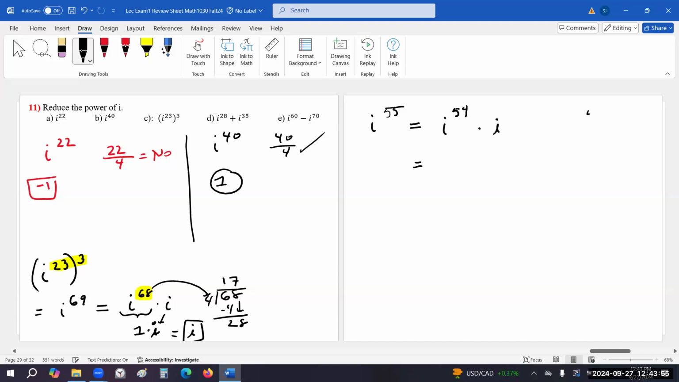Now 54, can we divide 54 by 4? 4 goes into 5 how many times? Once. And we get 4, subtract, we get 1, and bring down the 4 to get 14. Can we divide 14 by 4? No. So it's not divisible. Since it's not divisible, how much do we get from here? Negative 1. So we have negative 1 from here, and then we have times the i. What is negative 1 times i? Negative i.